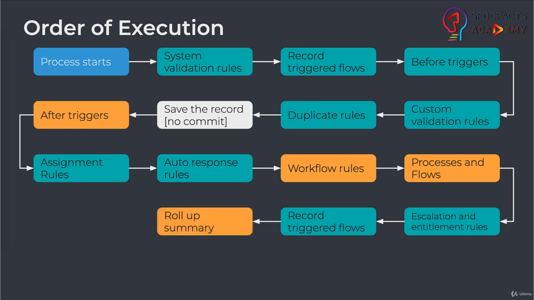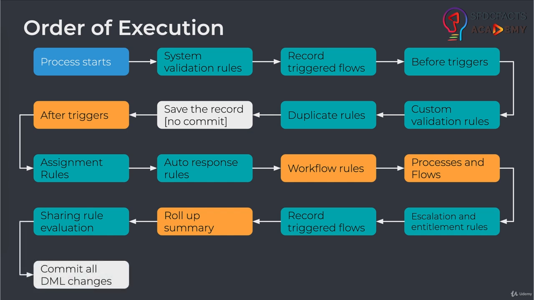Then the rollup summary field will be calculated on the parent object. And I marked this in orange again because this can trigger the execution cycle on the parent object. As soon as the rollup summary field on the parent object is updated, then the before trigger and after trigger will also execute. After this, the sharing rule evaluation will happen and the sharing rules will be calculated. Finally, all the DML changes will be committed to the database, and this time it will be permanent. That means it cannot be rolled back.